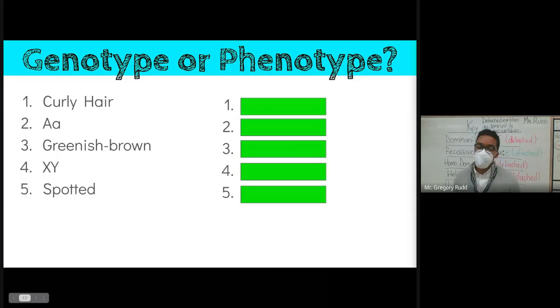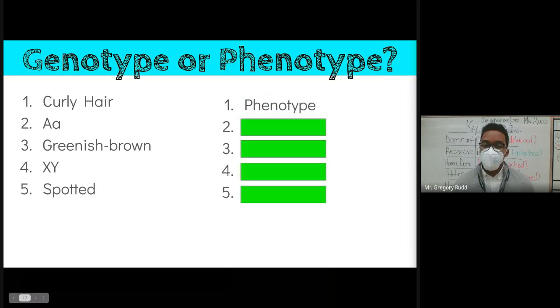All right, now I want you guys to tell me, is the description a genotype or a phenotype? So number one, curly hair, would that be a genotype or a phenotype? Good, that's a phenotype. The way I like to think about it too, pheno refers to physical characteristics, ph in phenotype, ph and physical characteristics.